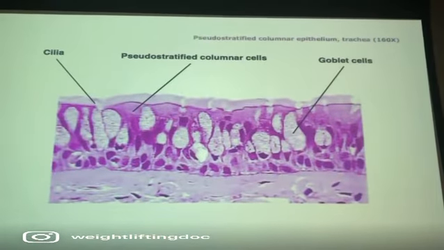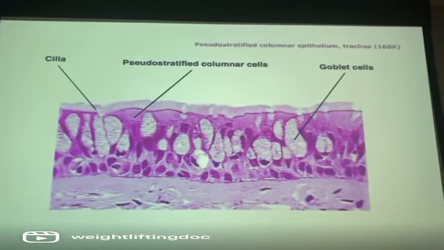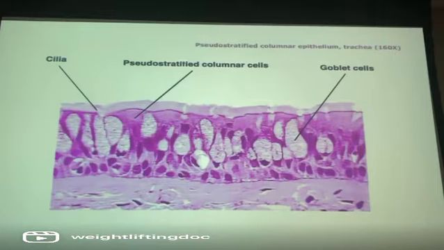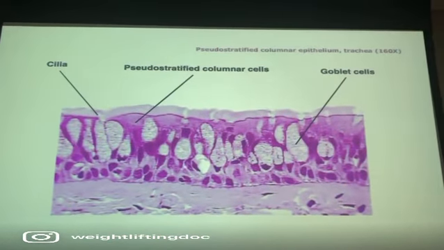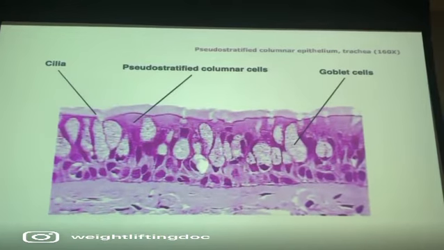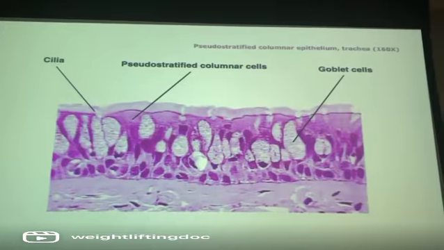And let's go here. Now, when we look at pseudostratified, pseudo means fake or false, and stratified means multiple layers. So it looks like there's multiple layers because the nuclei are at different levels. So they're kind of all over the place there. And so that's pseudostratified columnar. Don't forget to say columnar because they are column-shaped cells.